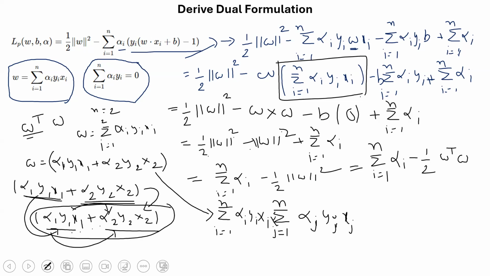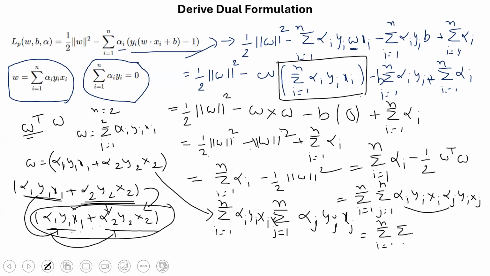So now I can convert this to this form. This becomes i equal to 1 to n, and I'm bringing the summation outside, j equal to 1 to n, alpha i yi xi alpha j yj xj. I'm putting the alpha i's and alpha j's in closest proximity, putting them together. So that becomes sigma i equal to 1, j equal to 1 to n, alpha i alpha j, yi yj, xi xj. So now this is the dual formulation.